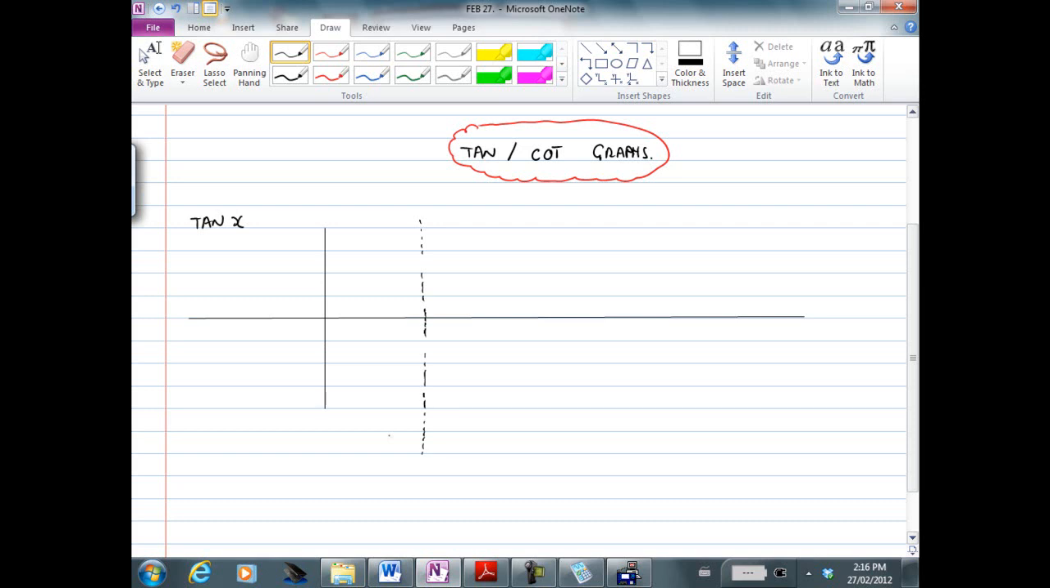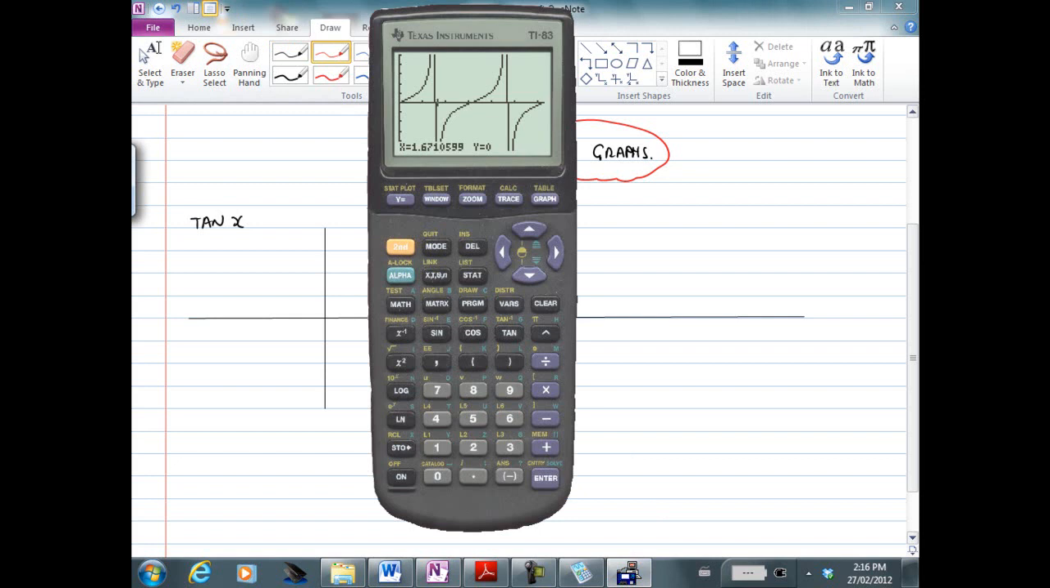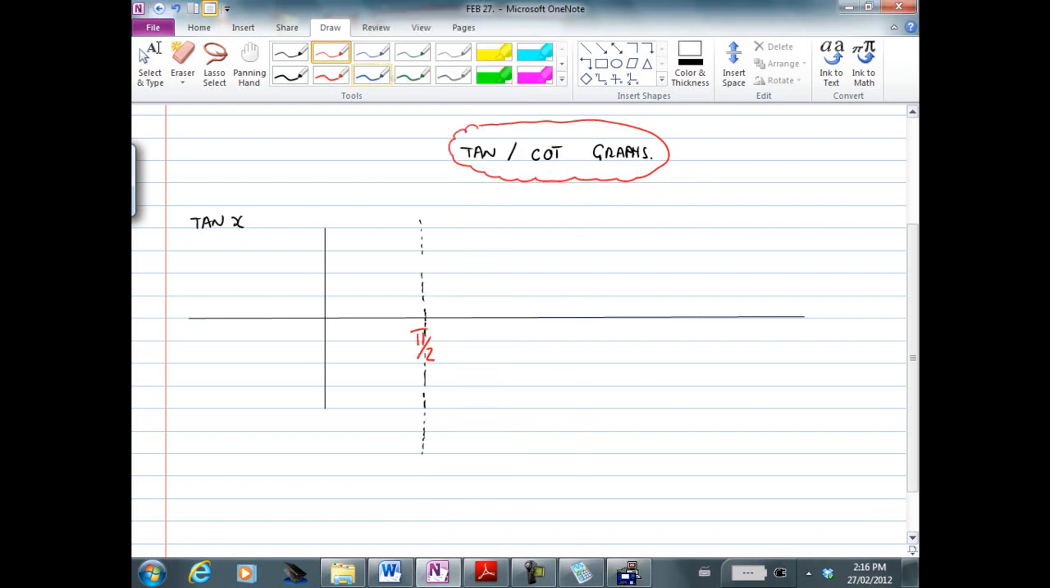Now, the actual number really is pi by 2. So we're going to label pi by 2, because pi by 2 is really 1.57. The next one, we can take our little cursor again and move it all the way to the next asymptote. And my second asymptote right here, 4.67, but really, let's use pi. And this number right here is actually 3 pi by 2.